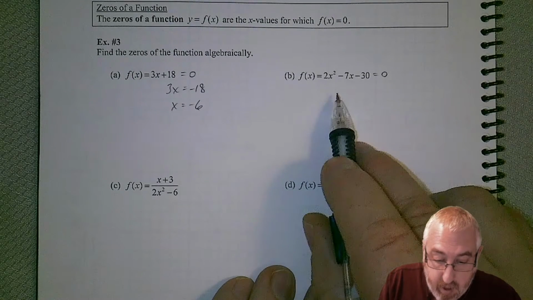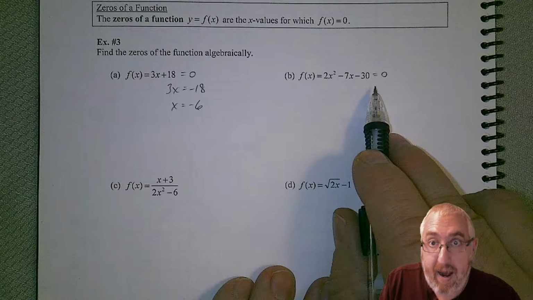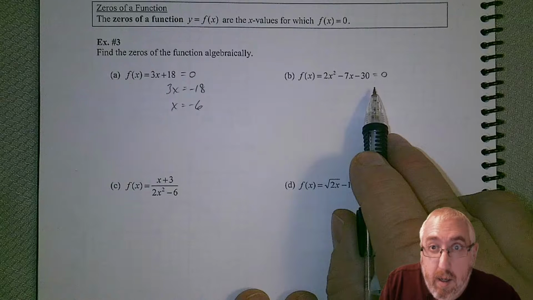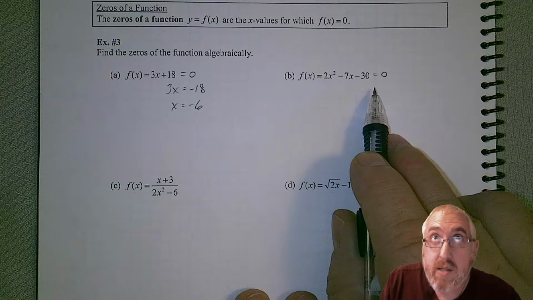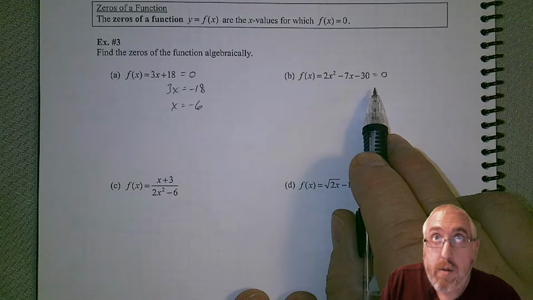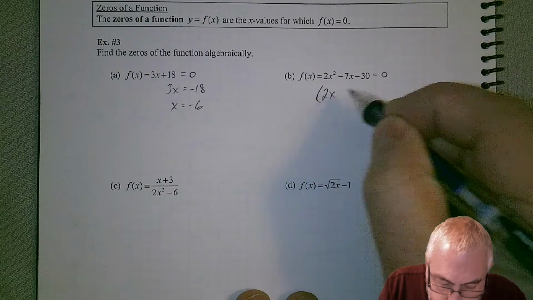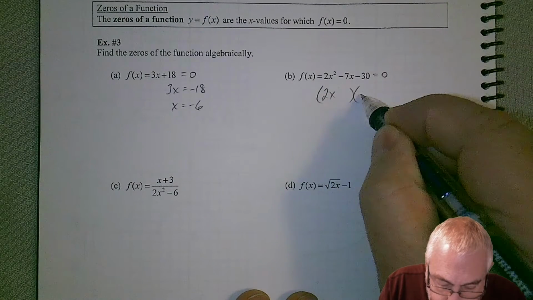But for this one here, we can do a little bit of factoring. At least I think we can. Let's see. Factors of 60 that subtract to 7. Let's see, 12 and 5 maybe, yeah. So let's see if we can factor it. So 2x and an x.